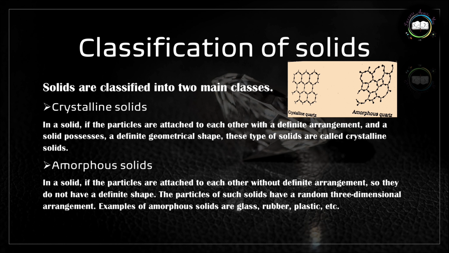Examples: graphite, diamond, etc. If the particles are attached to each other without definite arrangement, so they do not have a definite shape, the particles of such solids have a random three-dimensional arrangement. Examples of amorphous solids are glass, rubber, plastic, etc.